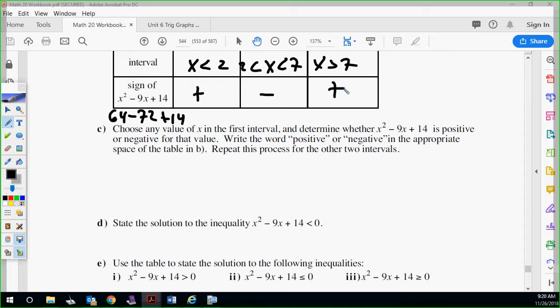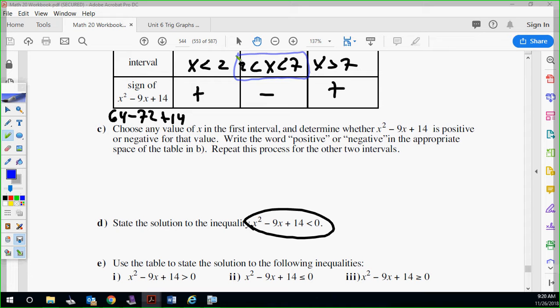So if you're not good at drawing parabolas really quickly, just testing them like that helps. Okay, so that's what we did here. We just did part C. State the solution to the inequality. So if we say we want less than 0, what's our answer? If we want less than 0, what's our answer? That's the negative section, right? That's the less than section.